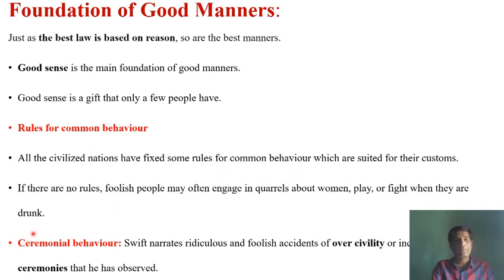What happens to the forms of common behavior over time? They become endless ceremonies. So Swift talks about the endless ceremonies and ceremonial behavior in this essay, and he narrates some ridiculous and foolish incidents of over-civility which he has observed in his lifetime.